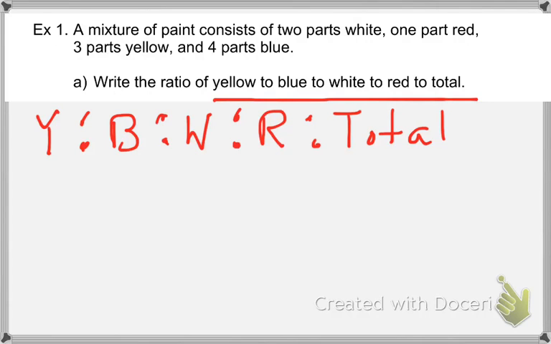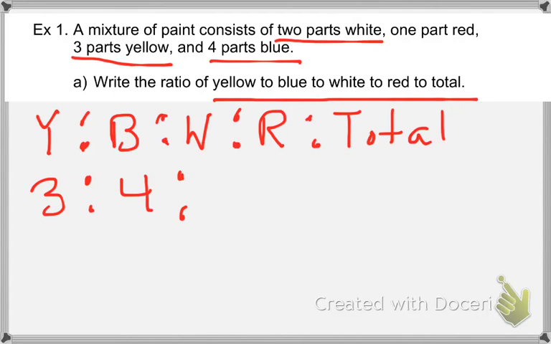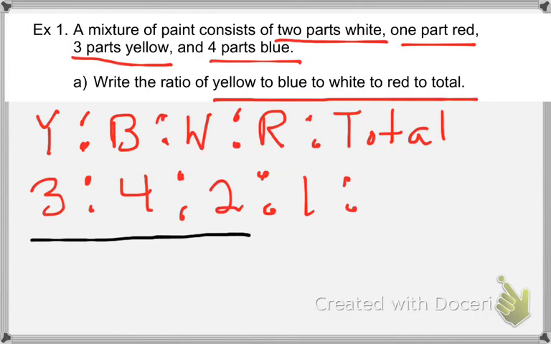So, yellow is 3 parts, blue is 4 parts, white is 2 parts, red is 1 part, and the total, well, you have to add up. 3 plus 4 is 7, plus 2 is 9, plus 1 is 10. So your total is 10.